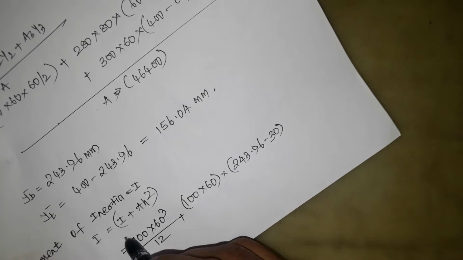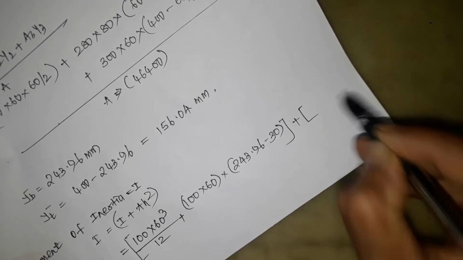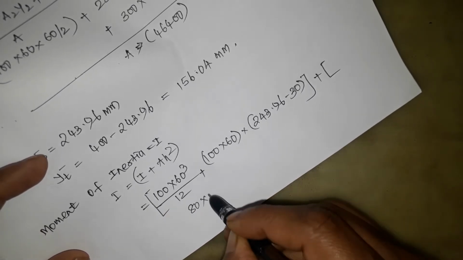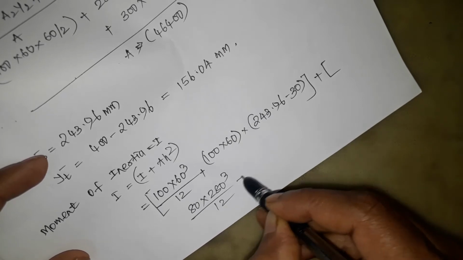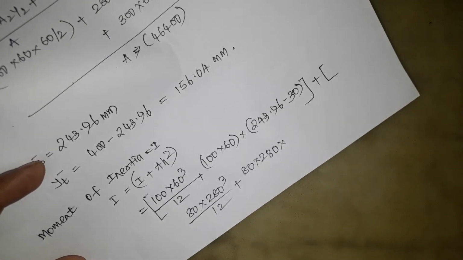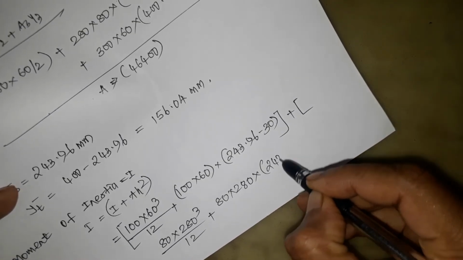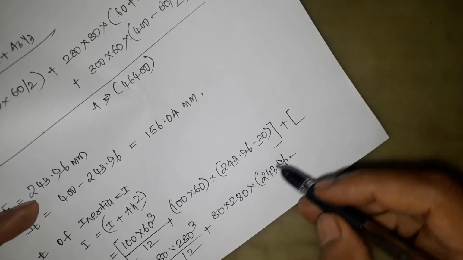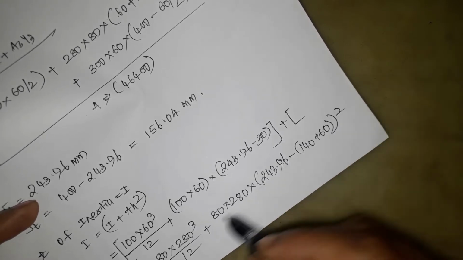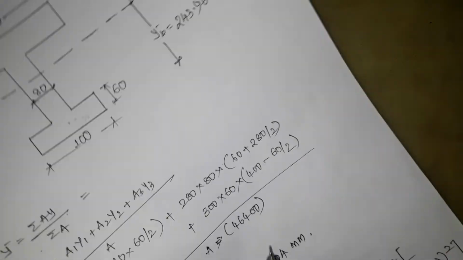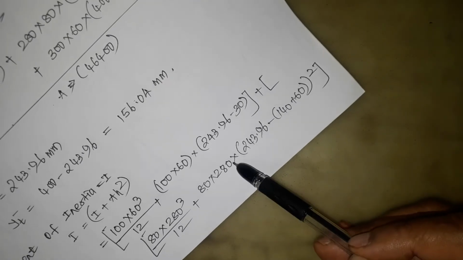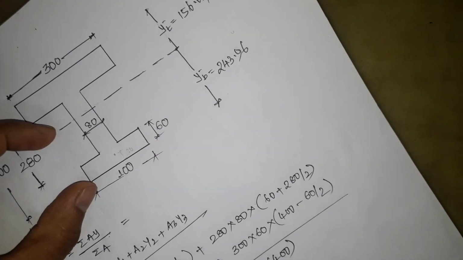Okay, then I will put a square bracket plus, for the web we will calculate now. That is web B is 80 into 280 cube by 12 plus 80 into 280 into the distance, which is 243.96 minus 140 plus 60, square. Okay, so here you can see the B is 80 into 280 cube by 12 plus 80 into 280 area into H.